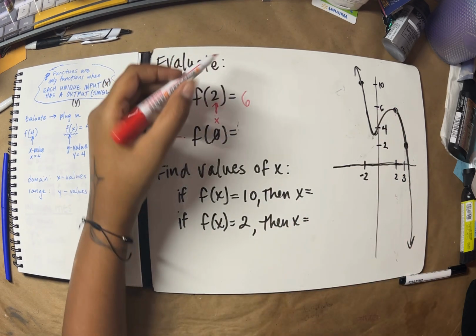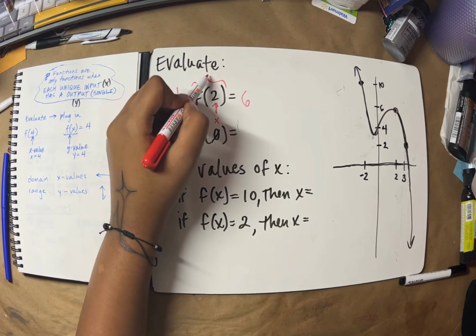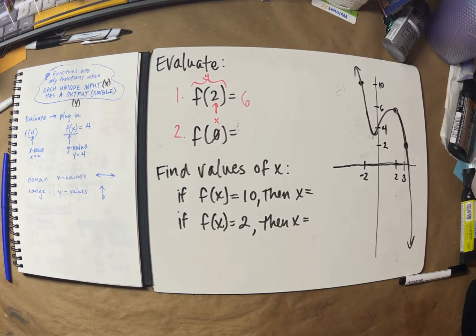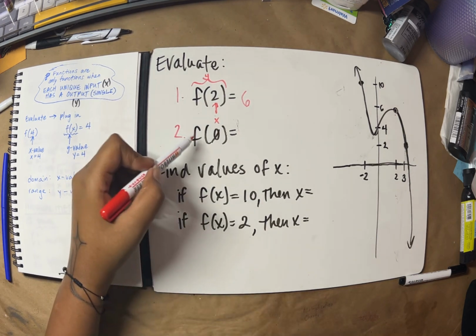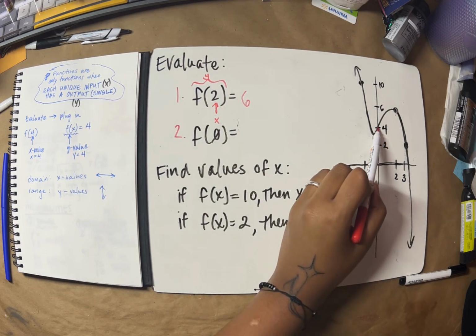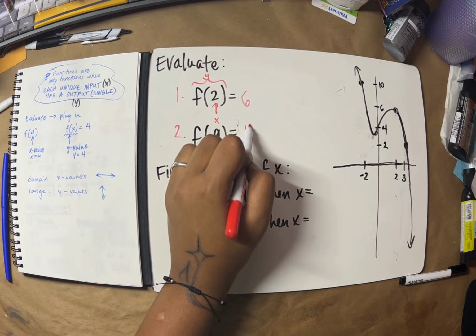So f of 2, remember that f of x is my y value. So my y value here is 6. That's all we're looking for. We're done. Now it's number 2. F of 0, I go to 0. Is there a point at 0? Yes, there is. It's at 4. My answer is 4. We're done.